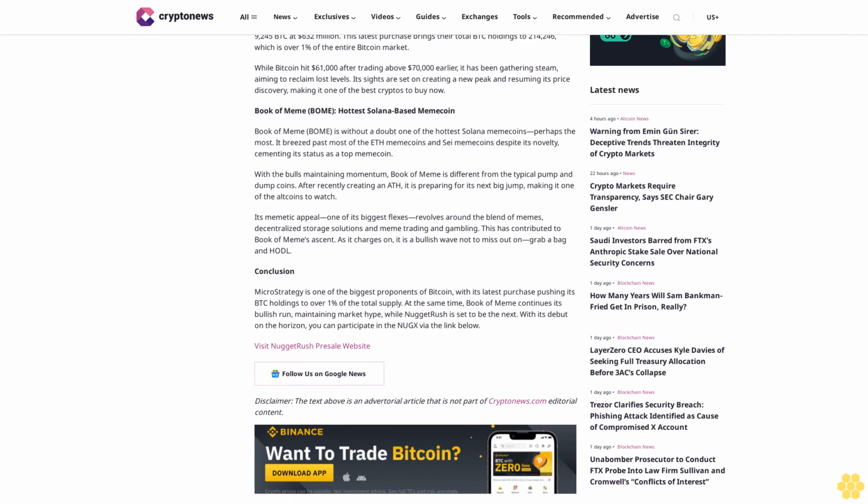While Bitcoin hit $61,000 after trading above $70,000 earlier, it has been gathering steam, aiming to reclaim lost levels. Its sights are set on creating a new peak and resuming its price discovery, making it one of the best cryptos to buy now.